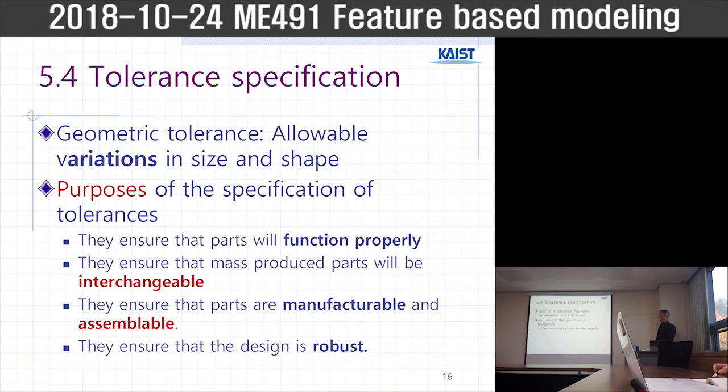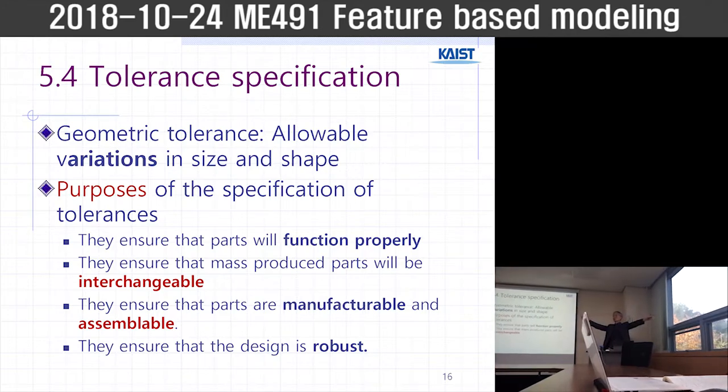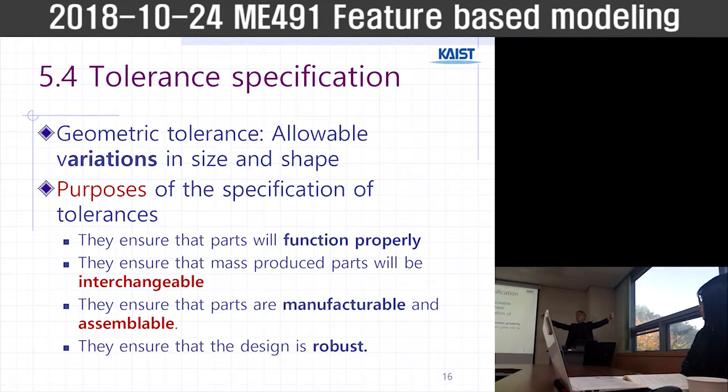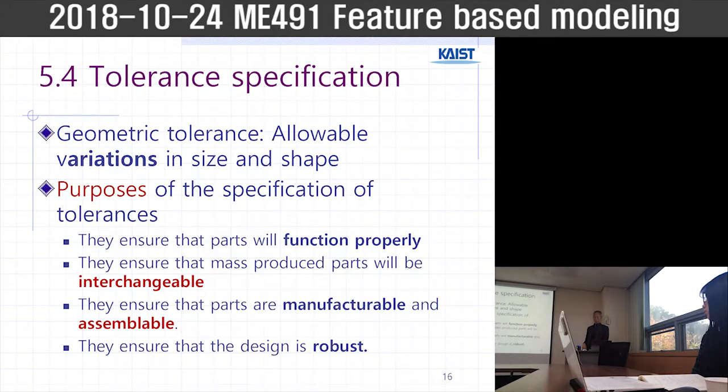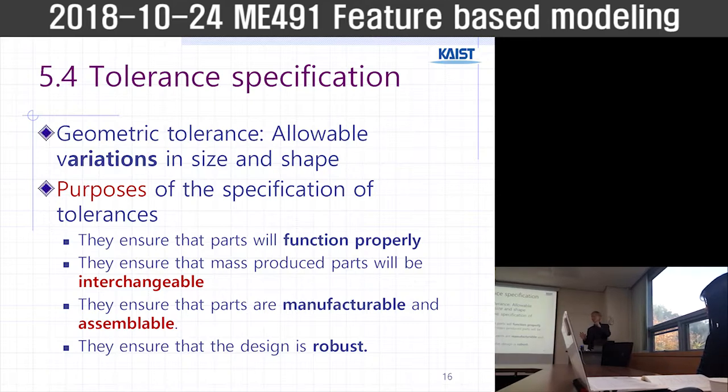They ensure that parts will function properly. This is function properly, right? And then interchangeable. I may order this one from another company. Two companies. Because there are too many parts, a million parts. I cannot make it in 1 week. So then I spread out to 10 companies. Then it should be interchangeable across 10 different companies, right? So that is standard and specification and tolerance. Interchangeable and then assemblable, assembly, and also robust. And also manufacturable too, right? Too tough, then I cannot make it. Too tough. Millisecond, micro, right. Nano, right. We cannot make this.